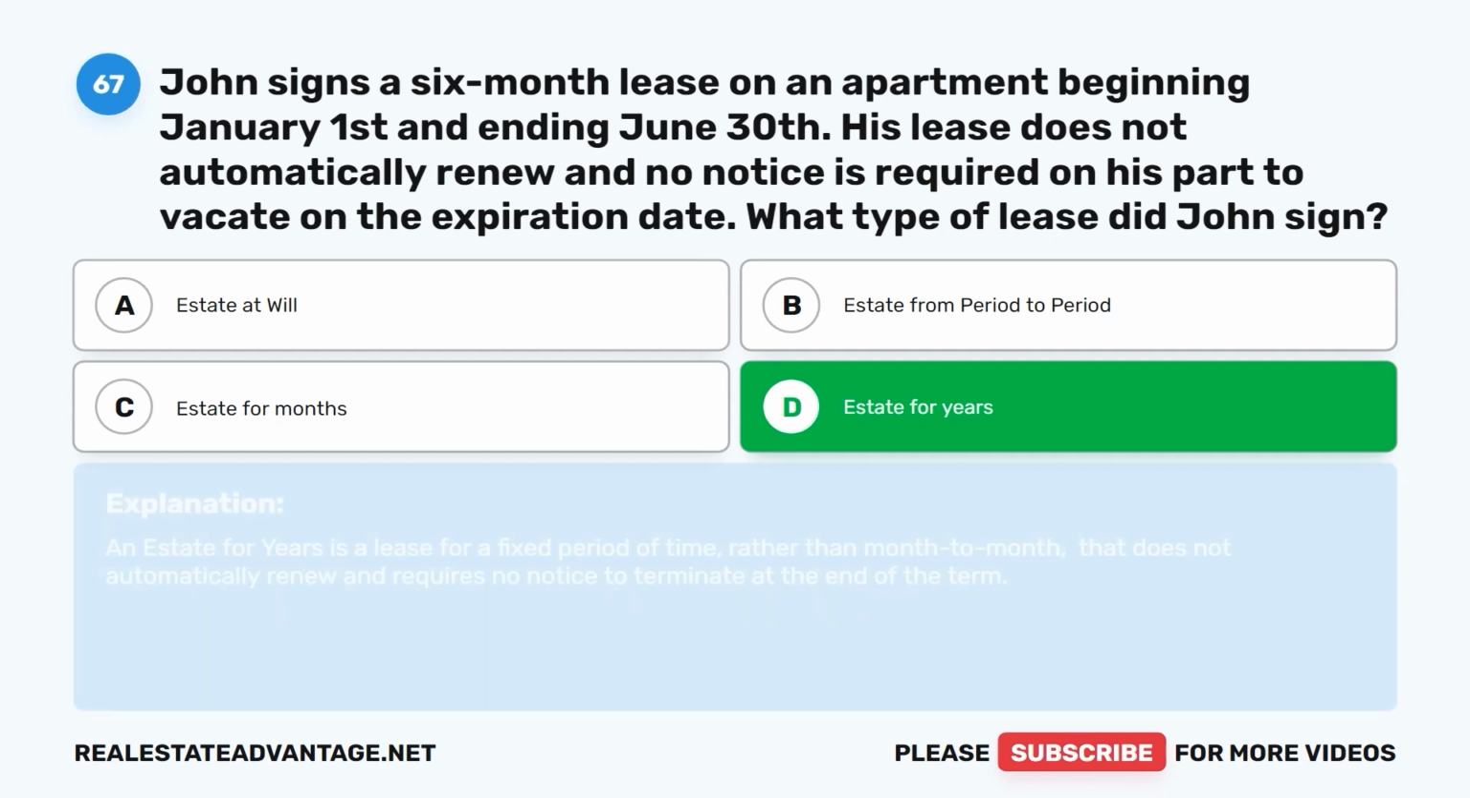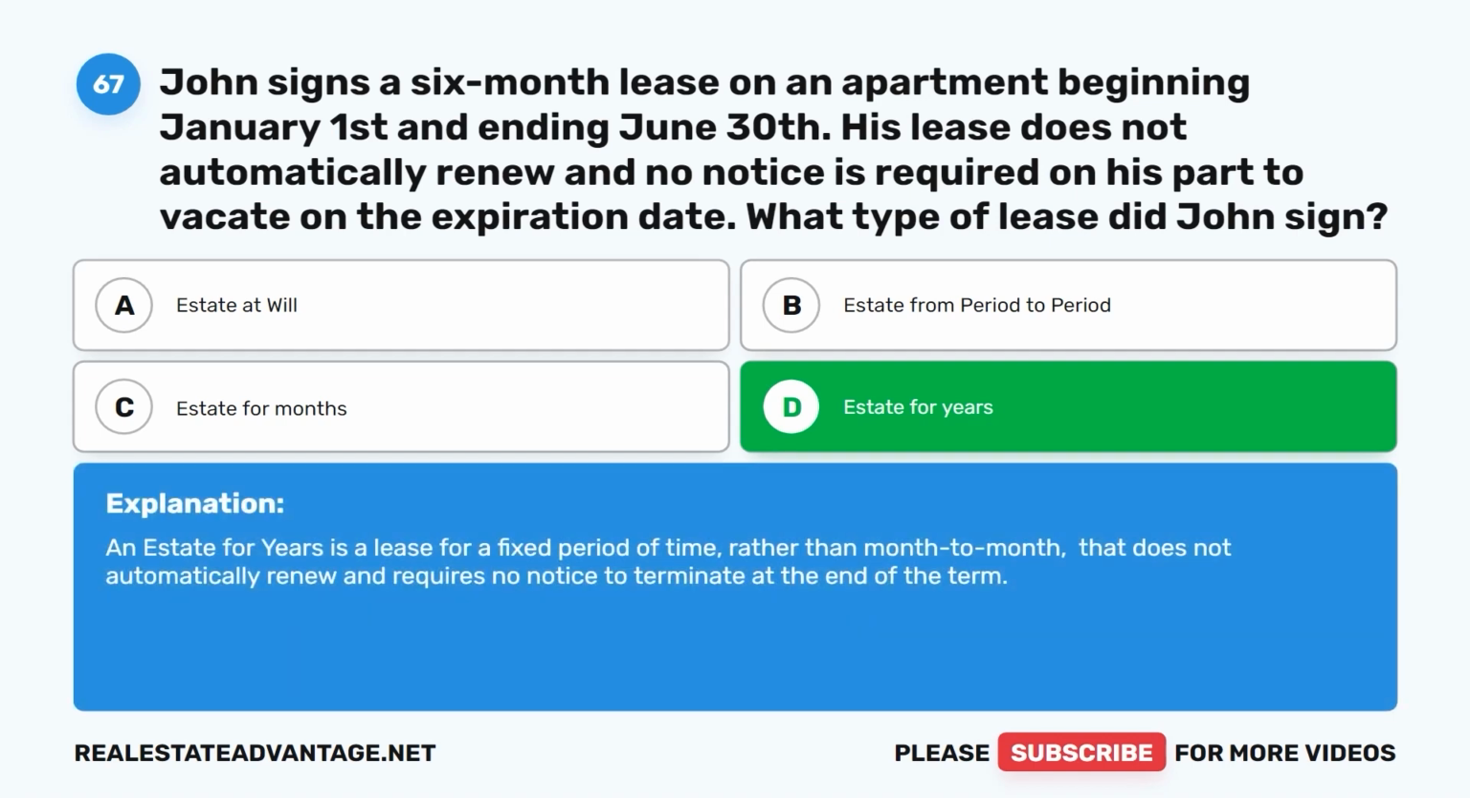Estate for years. An estate for years is a lease for a fixed period of time rather than month to month that does not automatically renew and requires no notice to terminate at the end of the term.